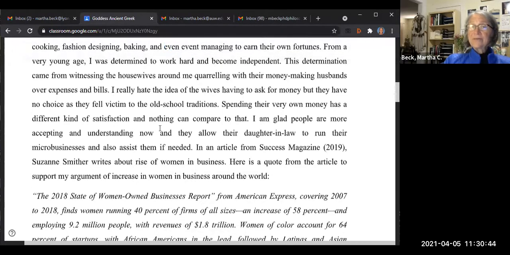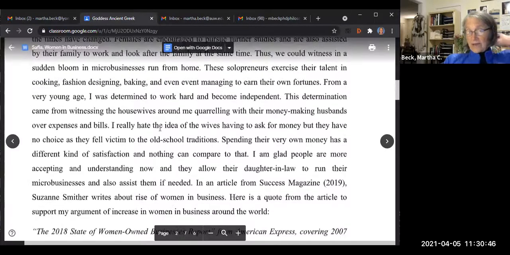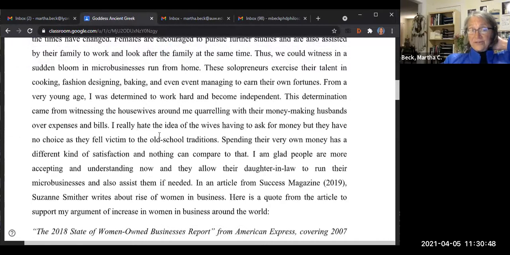Okay, so she has another point. Okay, she grew up watching housewives quarrel with their husbands over money. That's another point. Now, that's a fine point. It's just you have to figure out how it would fit in the argument.